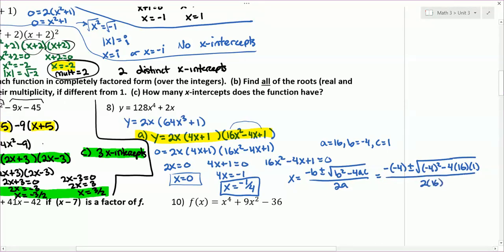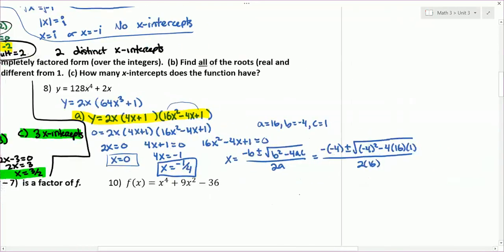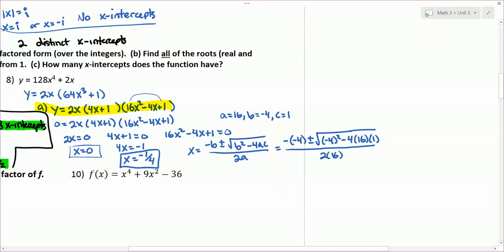As you're plugging things in, notice wherever I had a variable, the a's, b's, and c's, I plug them in and put parentheses around them. This is important, especially when you have a double negative, to help you from making any little errors. Now you simplify this. Negative, double negative, that's going to give us a positive 4 plus or minus the square root. Negative 4 squared is positive 16 minus 4 times 16, so minus 64, all over 2 times 16, which is 32.